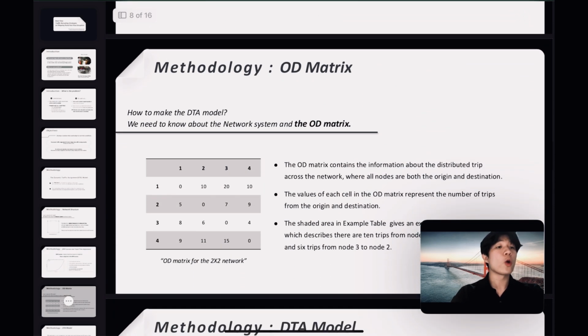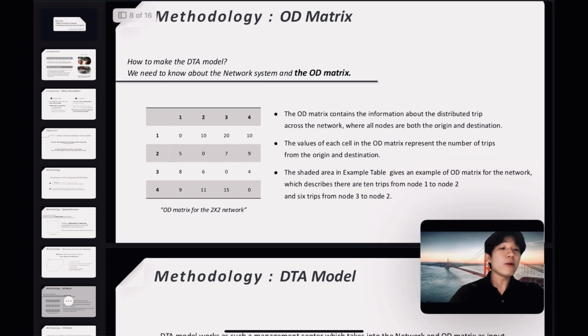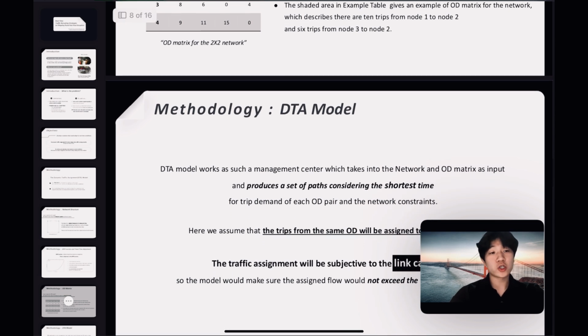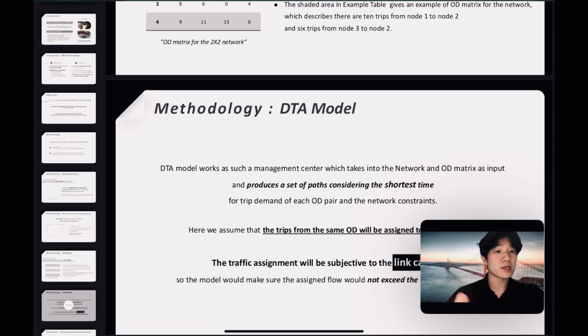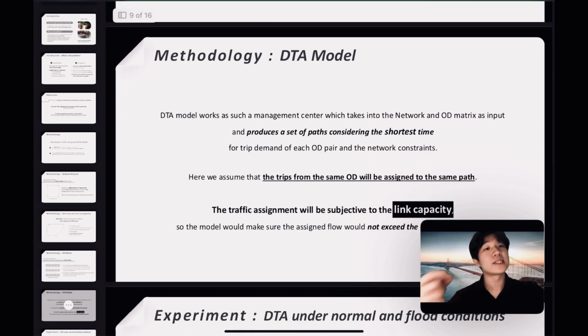The next question is, where are all these vehicles coming from and where are they going to? The OD matrix is essentially a table that shows the number of trips between nodes in the network. Now we have covered the network structure, the BPR function, and the OD matrix. Let's bring everything together to understand how the DTA model actually works.